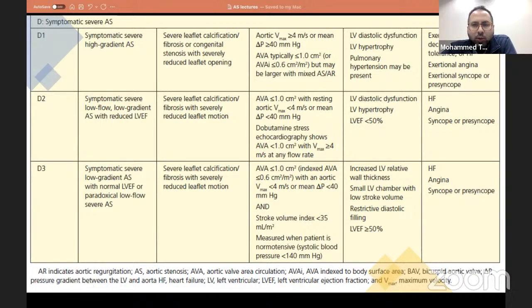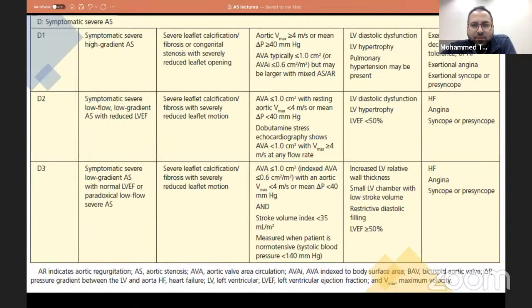So in that situation, those patients are entitled to have a dobutamine stress echocardiogram. So you stress them with dobutamine anywhere from 5 to 20 mics per kg per minute. And you see how that left ventricle interacts with this amount of stress.